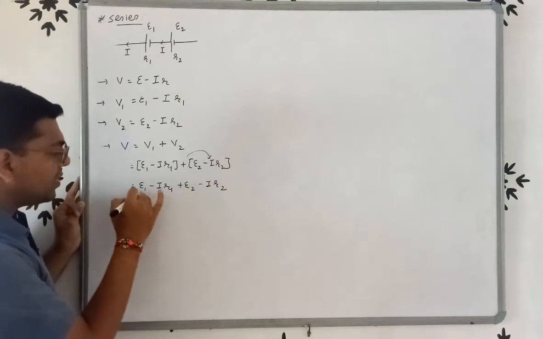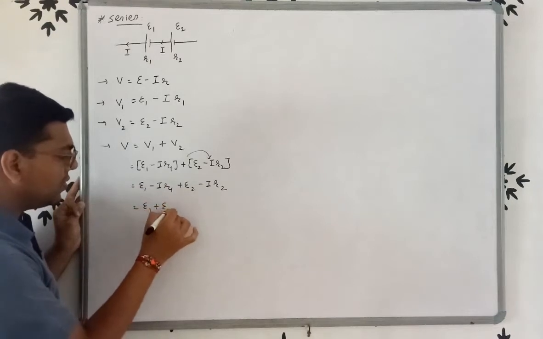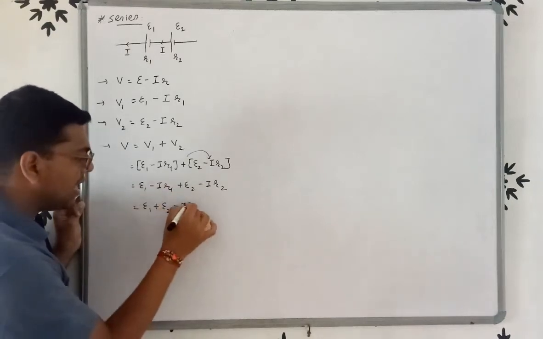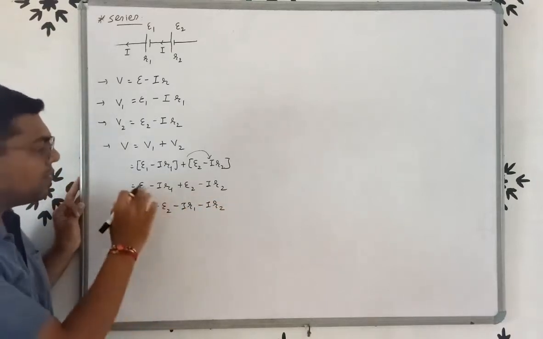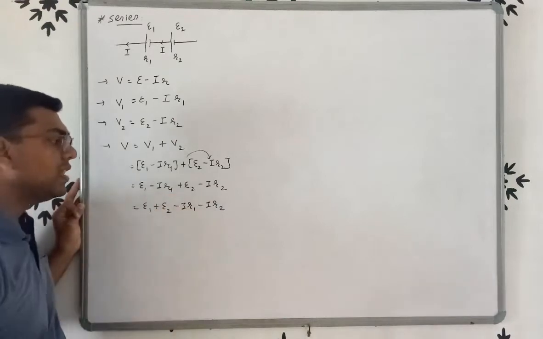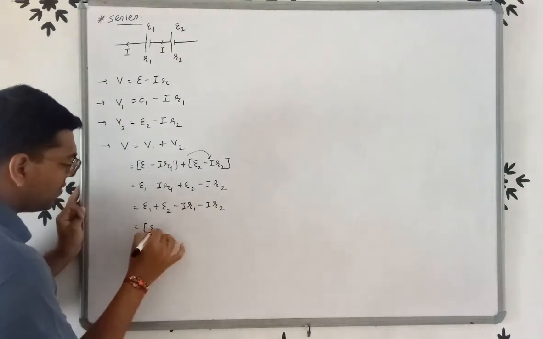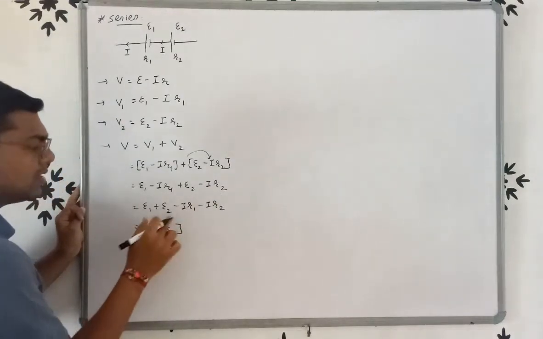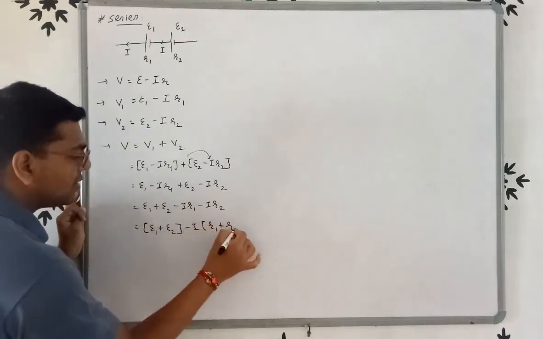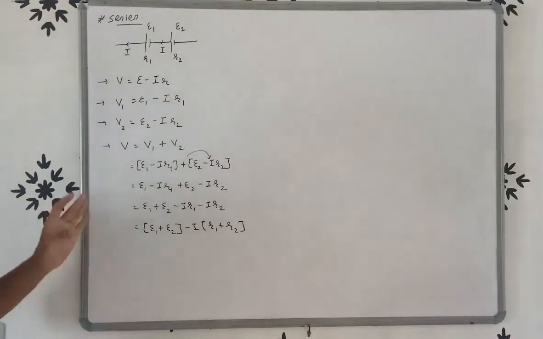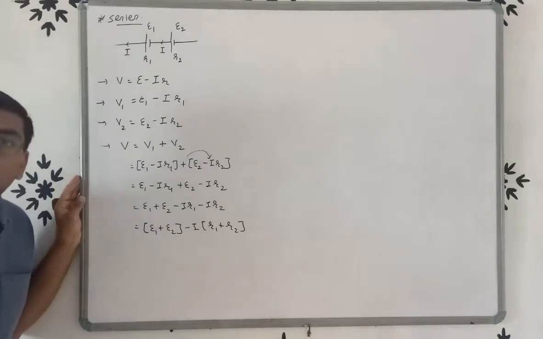Now if we formulate this equation, first EMF, so E1 plus E2, then current, so minus IR1 minus IR2. Here we simply arrange this equation: first EMF, so E1 plus E2 in brackets as it is. Here we take current I common, so minus I common, R1 plus R2, right? So this is the equation of V is equal to E minus IR, right?